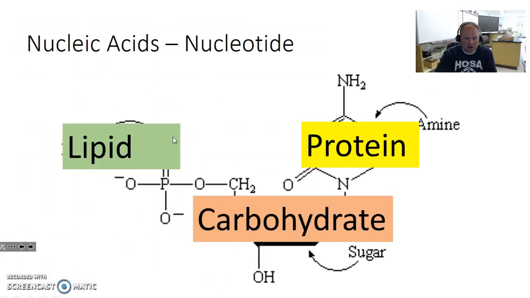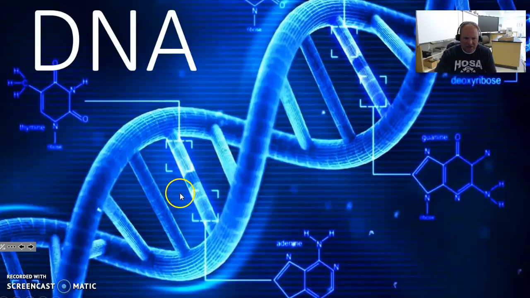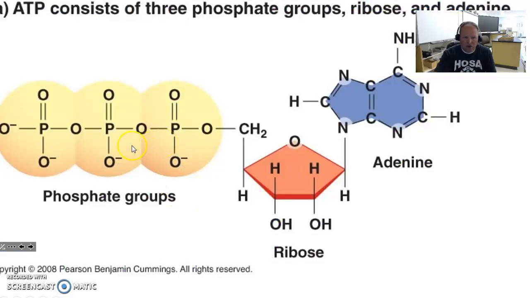So let's go back to my nucleotide. If I go back to my nucleotide, you only have one phosphorus group here. But in this case, I have 1, 2, 3. Wow, that's cool. So this is like a super amped up nucleotide. We call this super amped up nucleotide ATP.